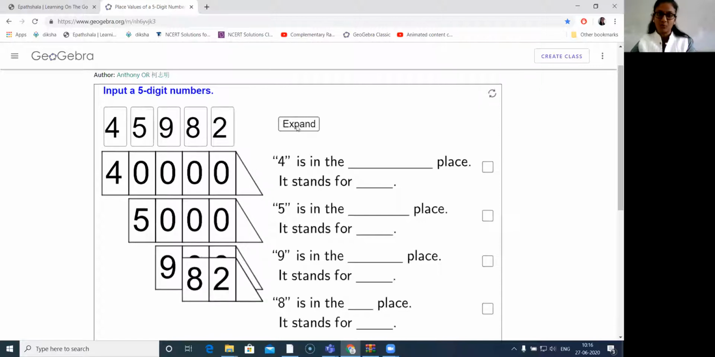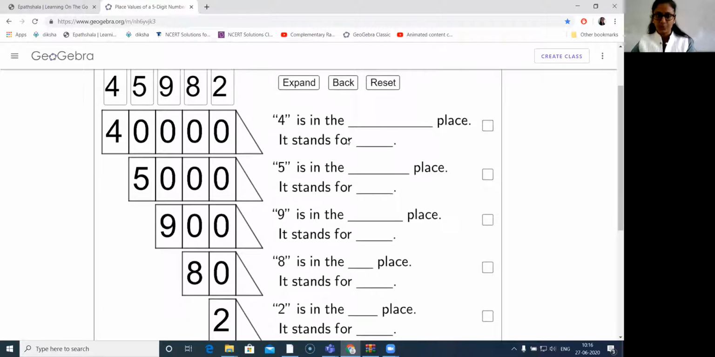4 is in which place? By our Indian system, we know 4 belongs to some place. So when we start from the left side, we start the places as ones, tens, hundreds, thousands, and 10,000. So 4 is sitting in the 10,000s place, and hence it will be 4 followed by 4 zeros.